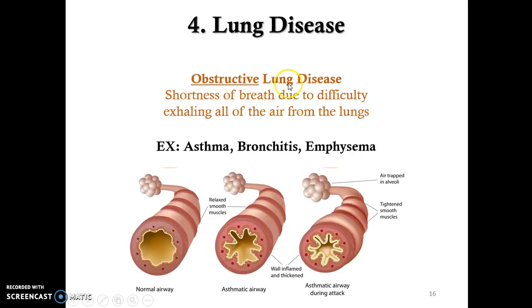So on obstructive lung disease, you usually have inflammation in those bronchial tubes, in the actual airway itself. It doesn't necessarily have to do with your alveoli. So when there's inflammation in these bronchial tubes, normally they're nice and wide open, but as that inflammation increases, the swelling increases, the walls thicken, and you lose the space in those bronchioles. So it's difficult for you to exhale all the air from your lungs. And this typically happens in people with asthma or bronchitis or emphysema.